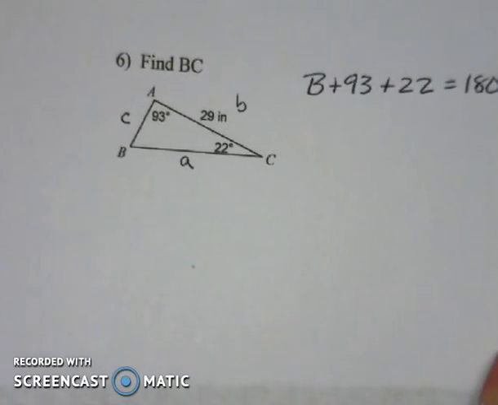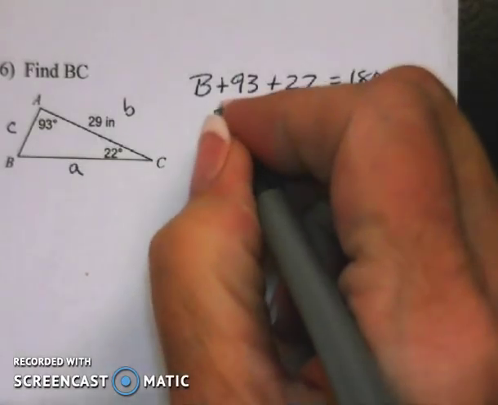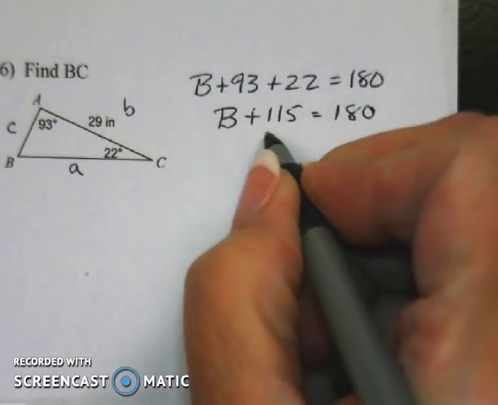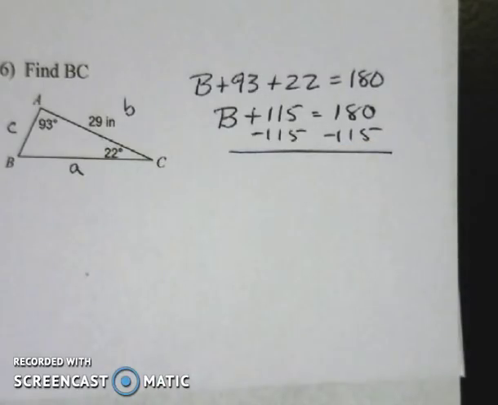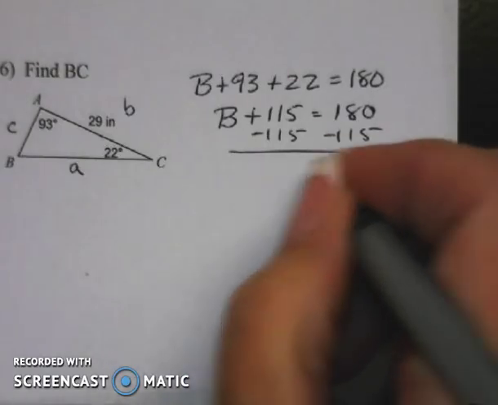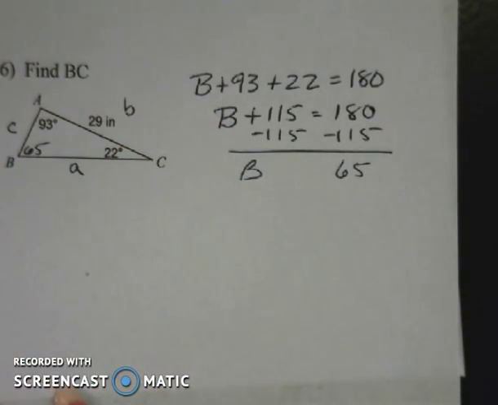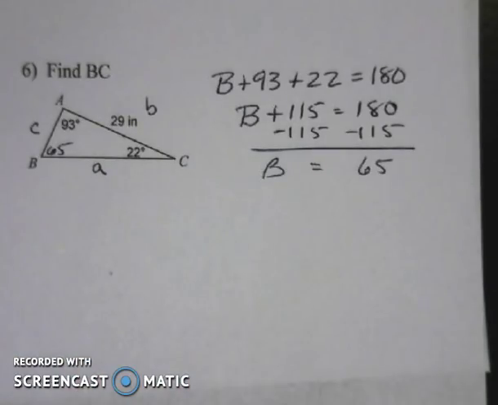Oops, sorry, you can't see that. I've gone off the screen. There we go. So I'm going to add that up. 93 plus 22 is 115. So B plus 115 has to equal 180. Subtract the 115. And I get 65. So this angle has to be 65. And now I can set up my problem to solve it. But I wanted to show you one where you had to find that missing part.